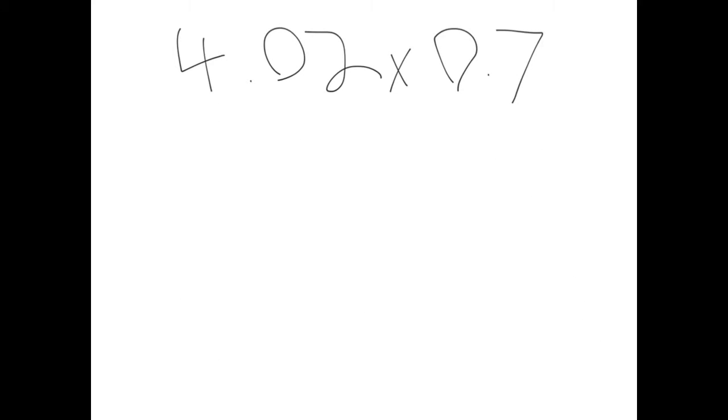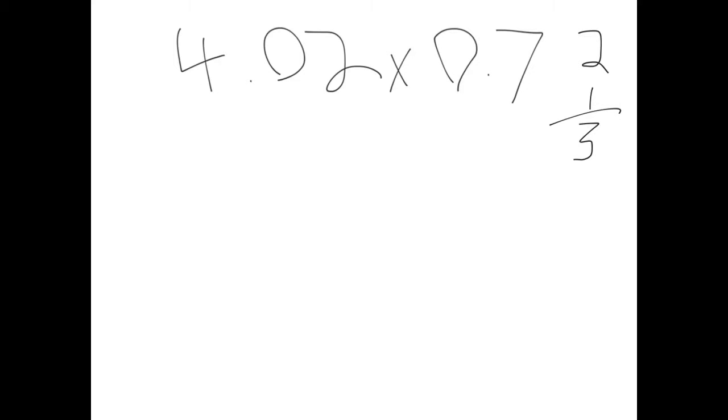Okay, so today we're going to be multiplying 4.02 times 0.7. So first you have to see how many decimal places there are. In 4.02 there are 2 decimal spots, so write down 2 right there. And then there's 1 spot in 0.7, so write 1, then add them both together, and you get 3. So once you get your final answer, you can move your decimal place over 3 places.